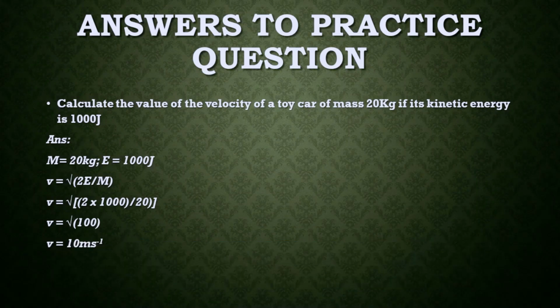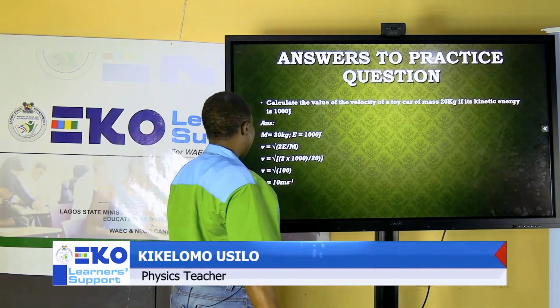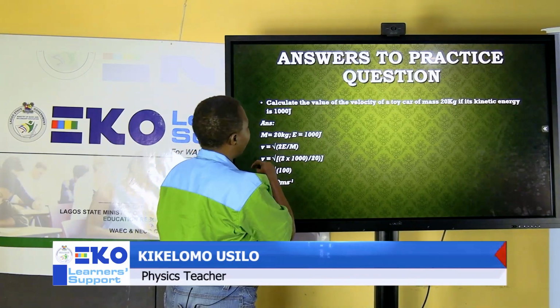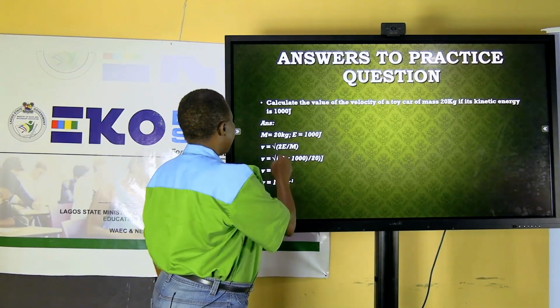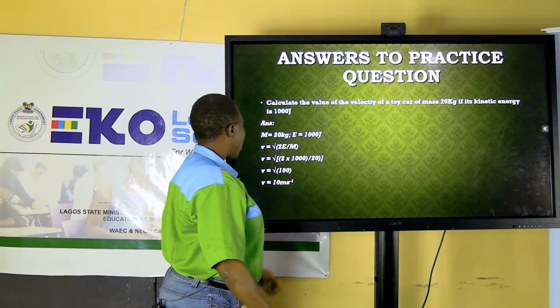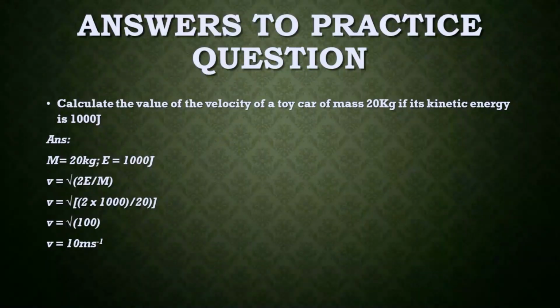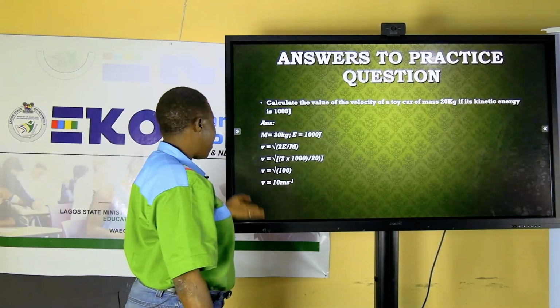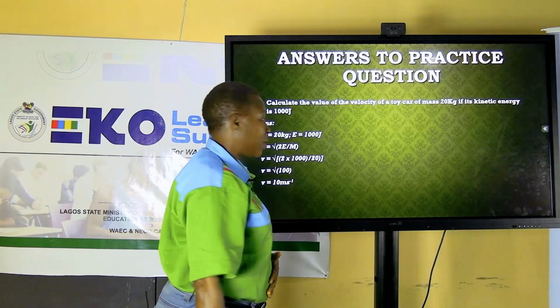And you know that V is the square root of 2E over M. So remember, you already have our E to be 1000 divided by mass, which is the 20 kilogram. So when you slot in the values into the formula, it gives you this by the time you use your calculator, and your V is the square root of 100, you have 10 meters per second. I hope you get the same answer as mine.